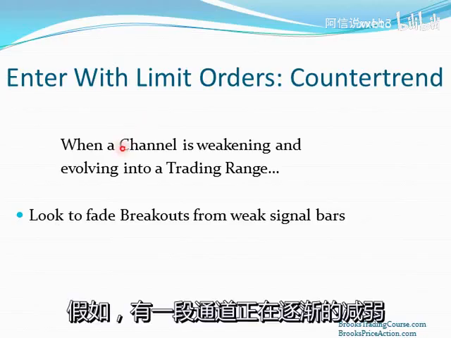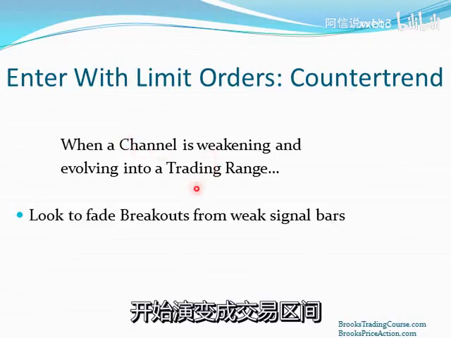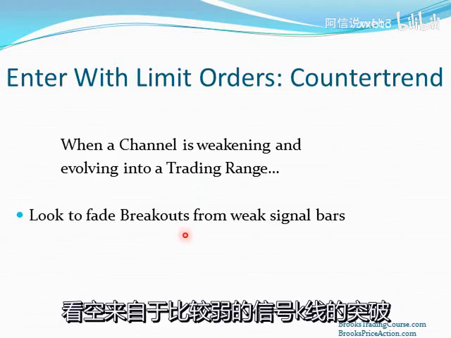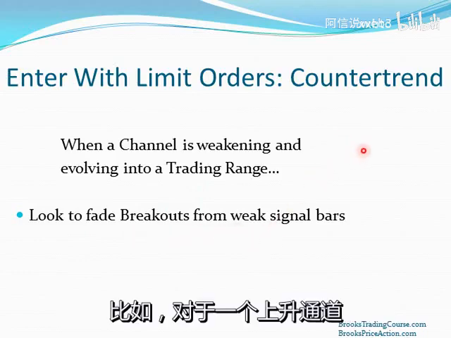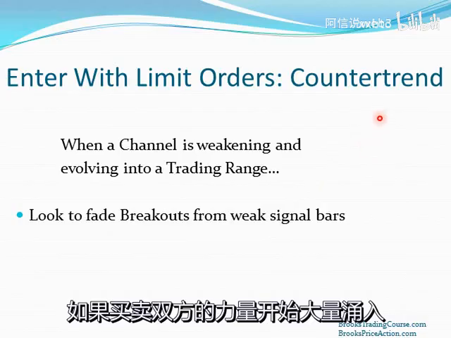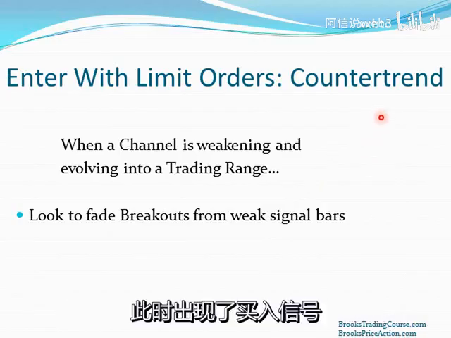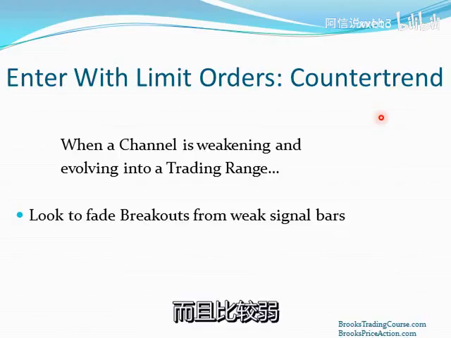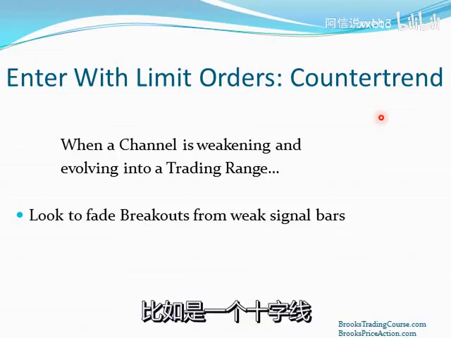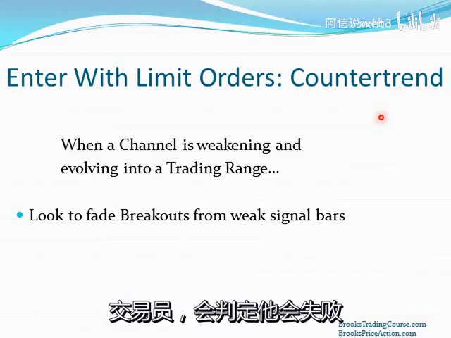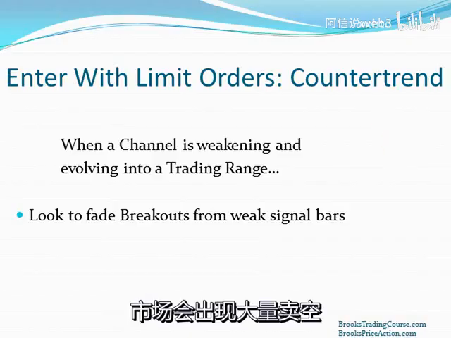Let's say you have a channel and it's beginning to weaken and turn into a trading range. Traders are going to look to fade breakouts from weak signals. So if you have a bull channel that's starting to get a lot of two-sided trading and you're now near the top of the channel and there's a buy signal, a small bull flag, and it's weak, let's say a doji bar, traders will bet that it will fail and that the market will start to sell off and transition into a trading range.